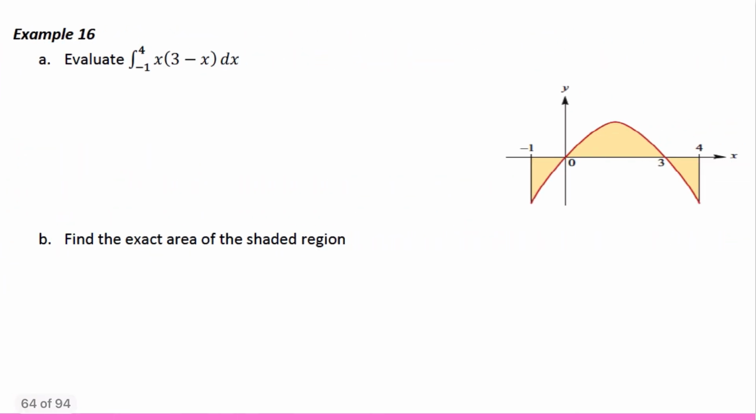Okay, so let's start off with example 16. It says to evaluate this between -1 and 4. So we can see that this is a function here, x times 3 minus x, and we want to evaluate between -1 and 4.